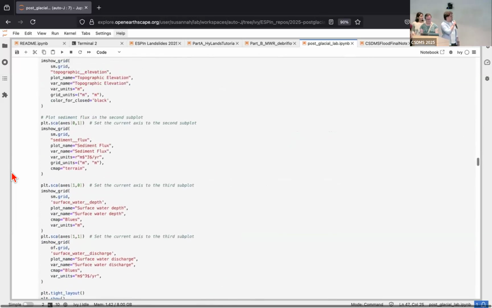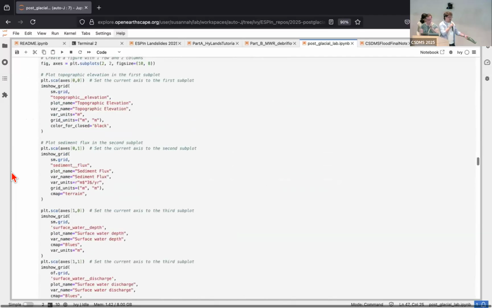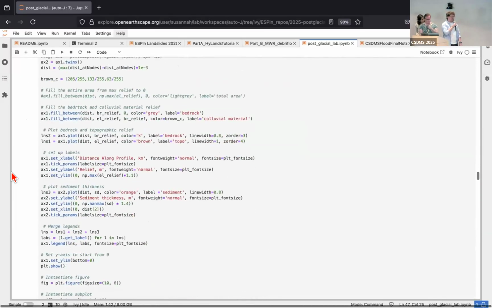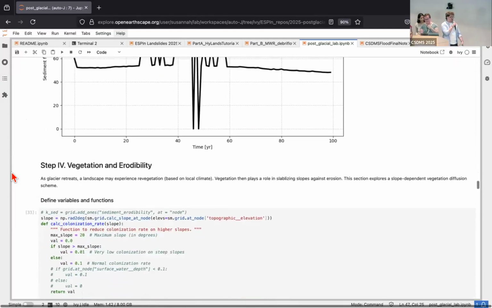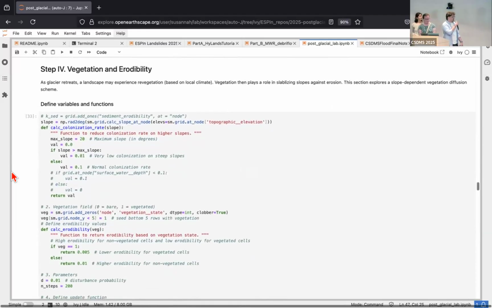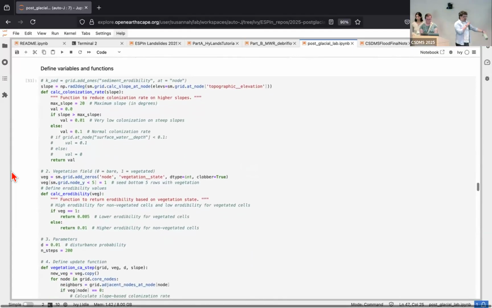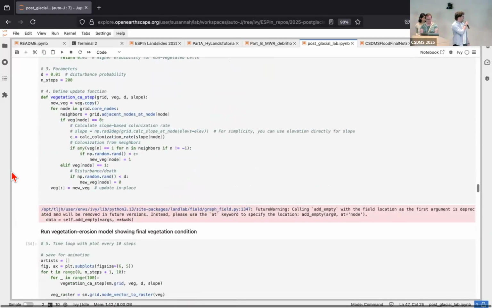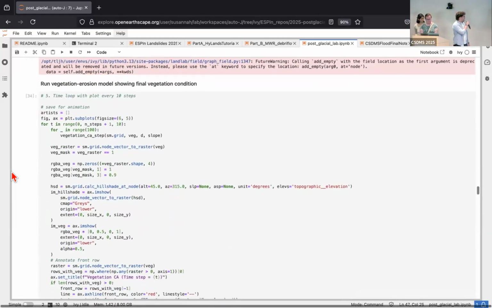Yeah, so the final component was essentially to add a vegetation component to this. Essentially, we were trying to simulate how vegetation would propagate up slope as the glacier retreats. Lower slopes are more likely to have vegetation than higher slopes, and we would try and make sure that there is nothing going too much into the channel itself.